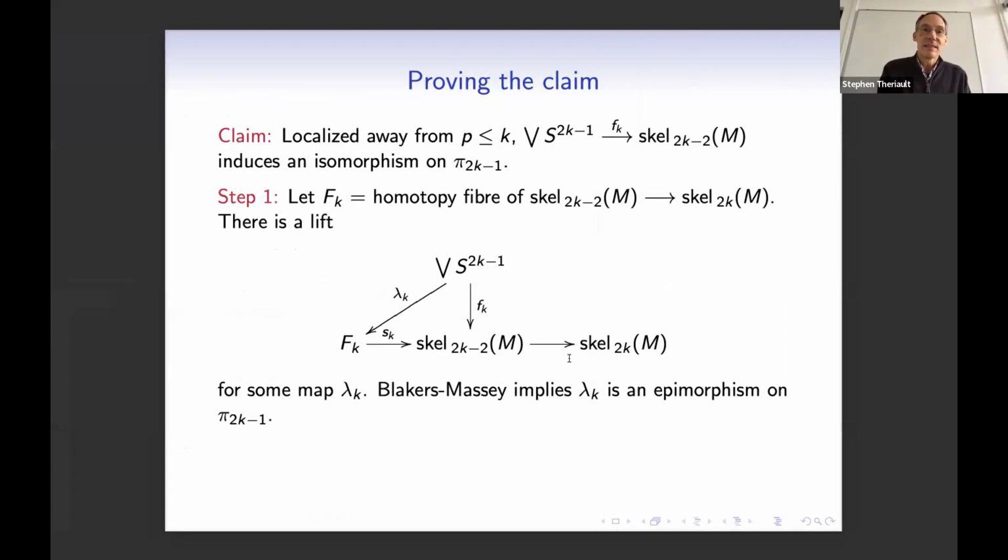There are two steps to this. The first one is to start with the 2k minus 2 skeleton, including into the 2k skeleton, and take its fiber. Give it a name, call it F k. So you end up with a fibration here along the bottom, and look at the attaching map f k. It composes trivially into the 2k skeleton, because that's the attaching map that produces it. So it lifts to this fiber F k by some map lambda k.